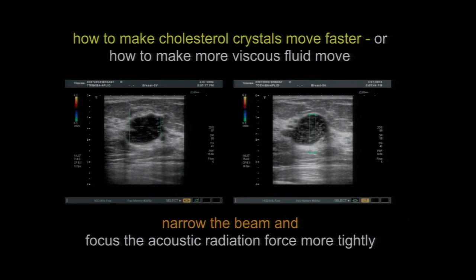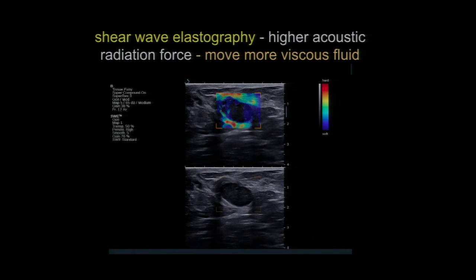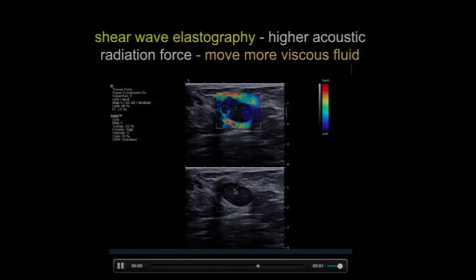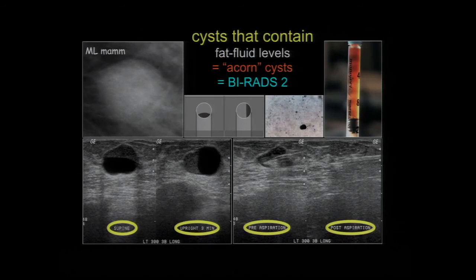But there's some that's so viscous no amount of color can move it, but shear-wave elastography has even higher acoustic radiation force than does color or power Doppler. So you can see on the bottom that these are moving about 3 times a second because that's how often the shear wave pulse is going. But you can also see that it doesn't transmit shear wave, meaning that it's fluid.